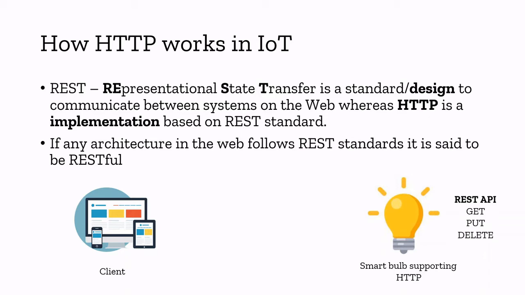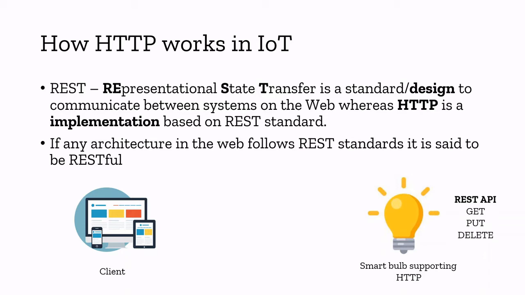If a device is working based on this standard, in order to access the device, it should provide a REST API. API means application programming interface. Basically, it's a set of rules in order to make programs talk to each other, or you can say web services talk to each other. So let's take an example here. I have a client. It can be any of your smartphones or your laptops or browsers, whatever. And I have a smart bulb which supports HTTP, and it's running a web server inside. And the device provides a REST API which supports get, put, and delete.